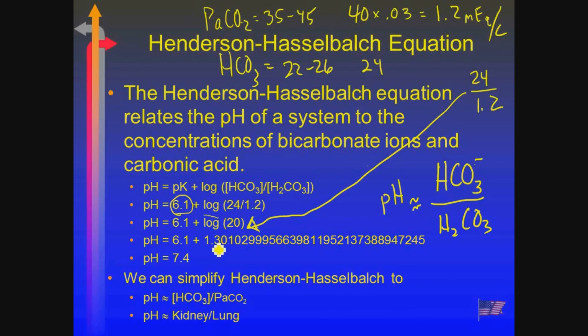So again, if you were to take the, can we round? Yeah, 7.4. So we can simplify this by saying the pH is bicarbonate over CO2. Bicarbonate is regulated through the kidney, PCO2 is regulated through the lung. So alterations in either kidney function or lung function will end up causing acid-base disturbances.